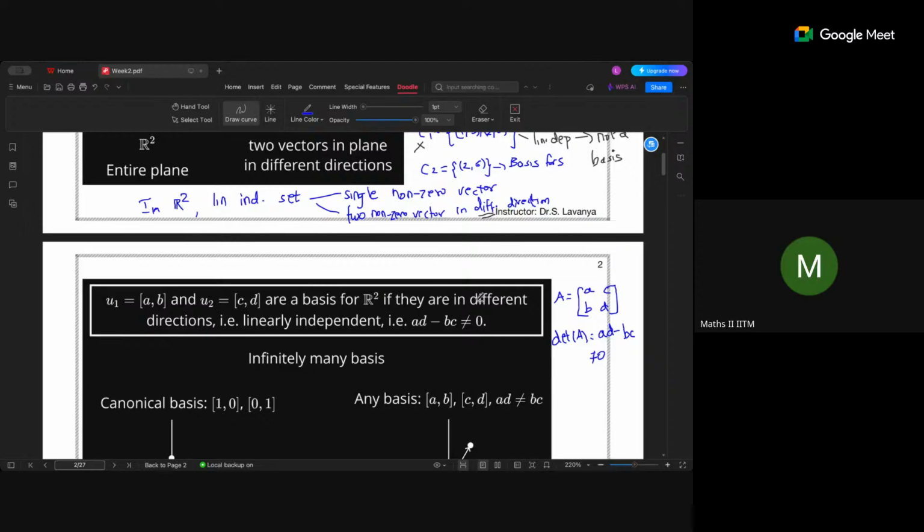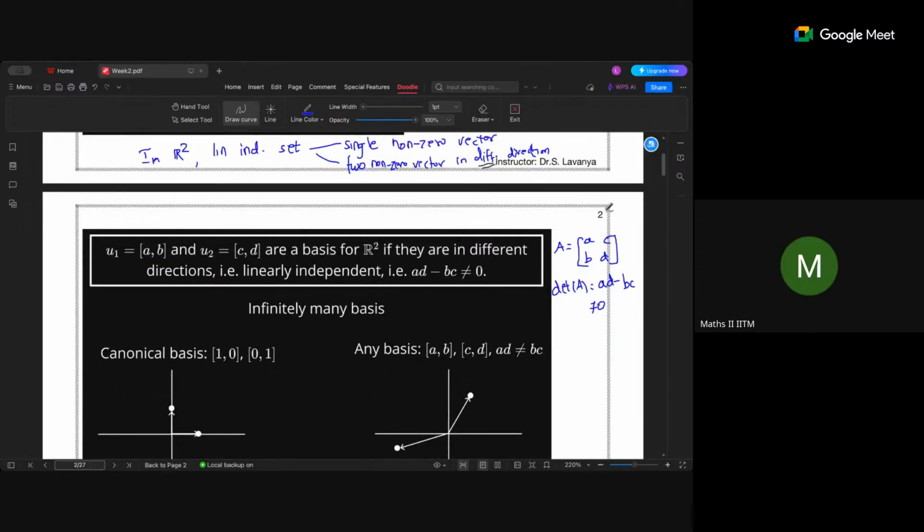Okay. So how did this condition come? If we know that they are multiples of each other, then what happens? Suppose CD is a multiple of AB. So let us say AB and alpha A, alpha B. Now what is the determinant? Determinant is simply alpha A times B minus alpha B times A, right? So you see it is 0. When they are multiples, this becomes 0. So we can say that if it is non-zero, they cannot be multiples of each other.